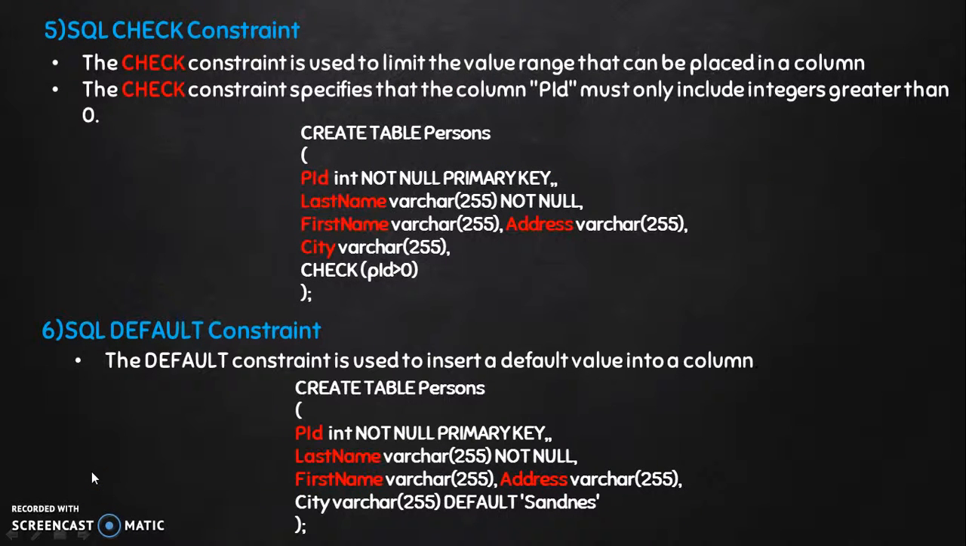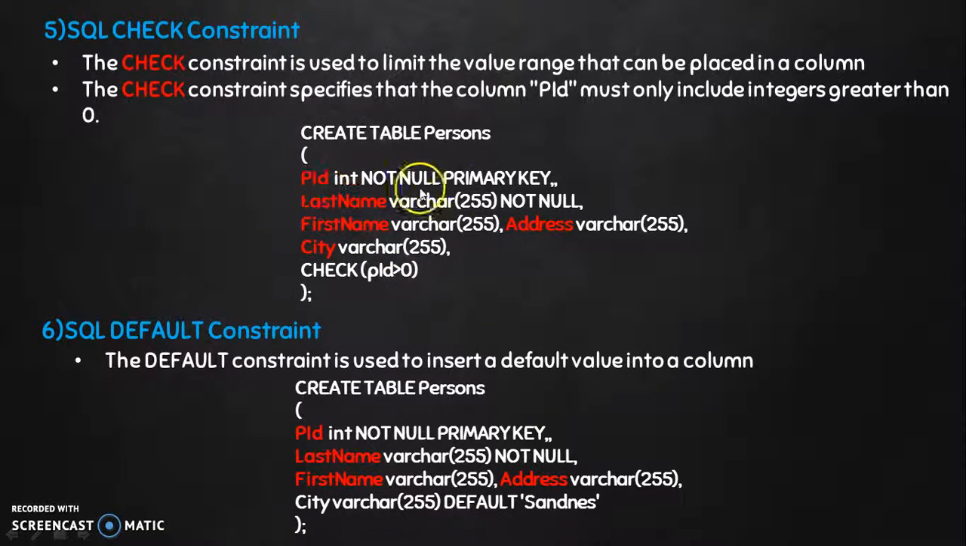The check command places some type of restriction on the amount of data that we place in an attribute. That means we can specify some type of condition for each and every tuple present in a record. For example, here we are performing a check constraint for the person ID. That means the person ID should not be equal to 0. It should be greater than 0.